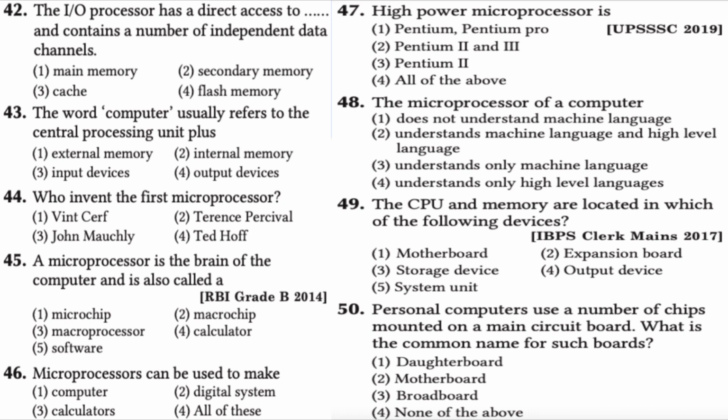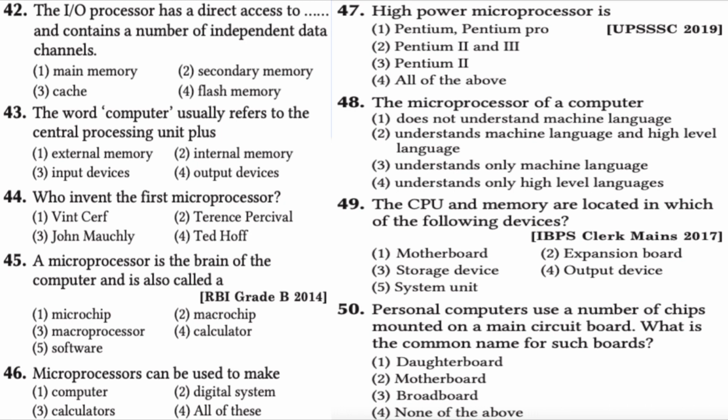Moving on to question 45. A microprocessor is the brain of the computer and is also called a. Here, the correct answer is 1. Microchip. A microprocessor, often referred to as the brain of the computer, is also called a microchip due to its compact size and powerful computing capabilities.